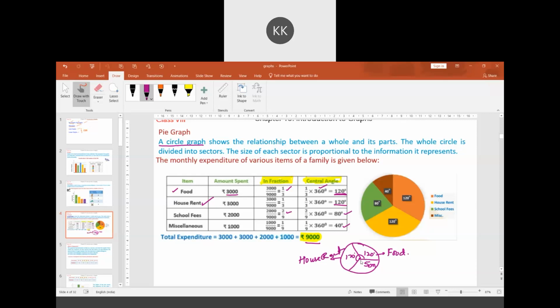Place the protractor properly here. 80 degrees is a lesser angle than 90 degrees. So this will be 80 degrees. Say this is 80 degrees. This is school fees.